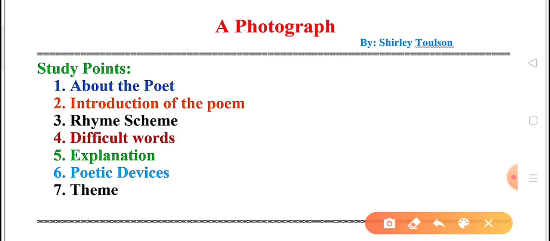To understand the poem in great detail, we'll study the life of the poet in brief, introduction of the poem, rhyme scheme, if it is there or not, difficult words, its explanation, the poetic devices used in the poem, and the theme it centers on. So these 7 things we'll study.